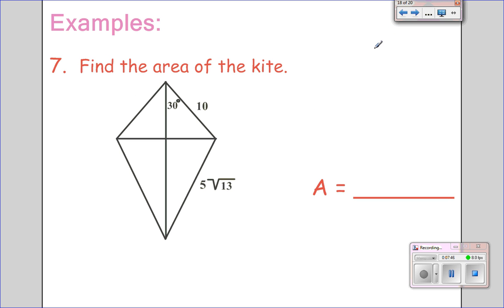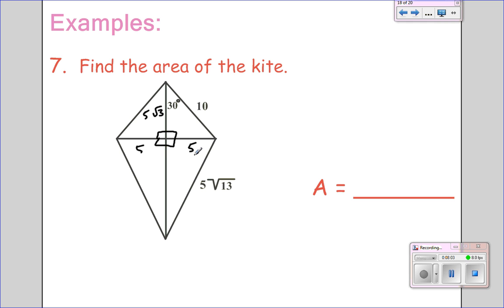All right, let's look at one more kite. So pause the video and try it on your own. And let's see how you do with right angles in the middle. It's a 30, 60, 90 triangle. So half of 10 is 5. 5 here. And then 5 root 3.